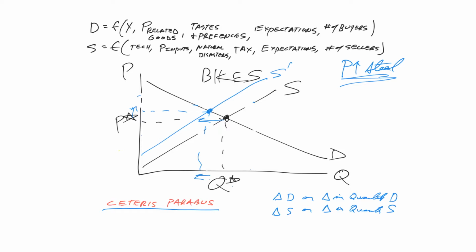Is that a change in demand or a change in quantity demanded? Well, it's a movement along the curve from this point to this point. That's a change in quantity demanded. More specifically, since we're moving this way, it is a decrease in quantity demanded.